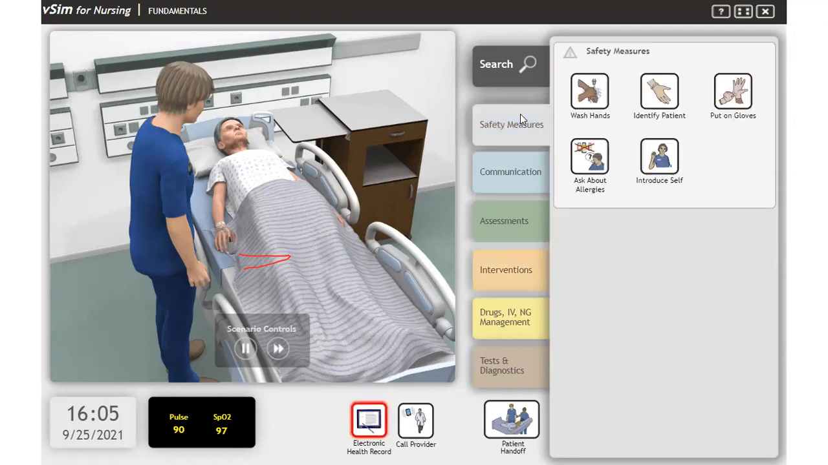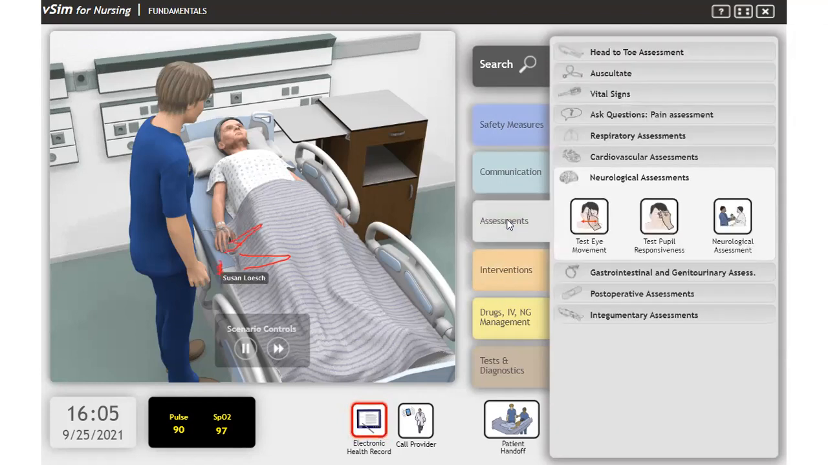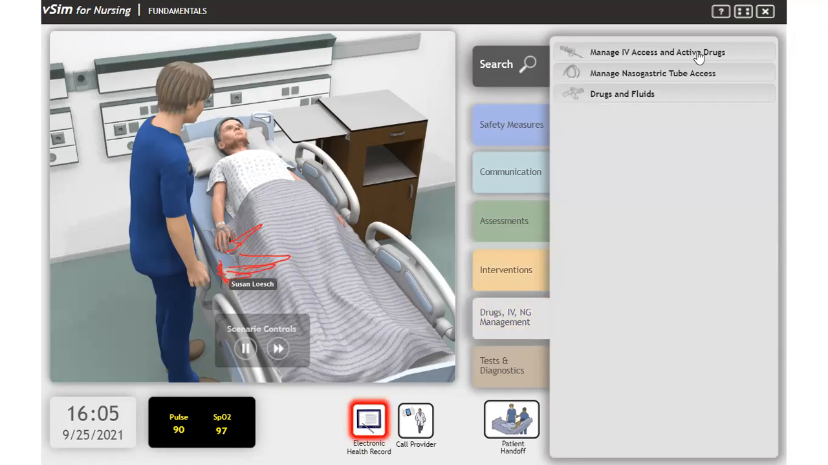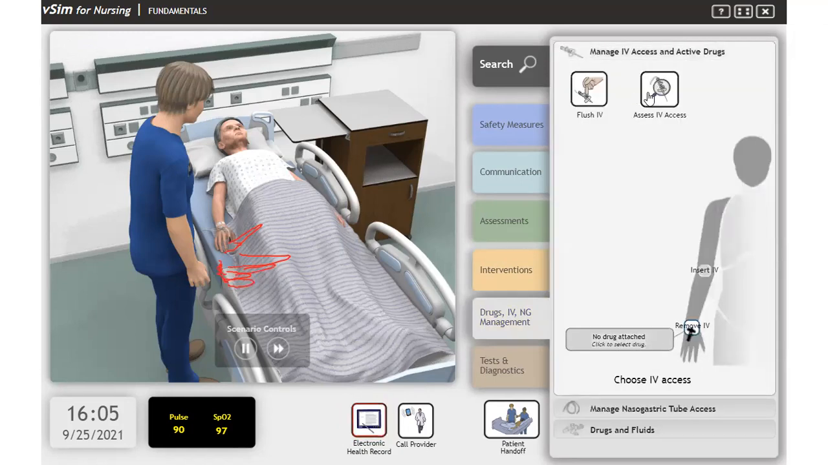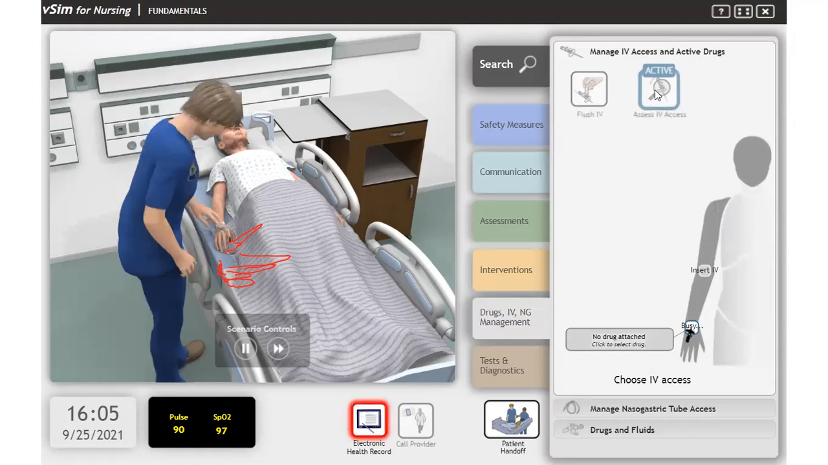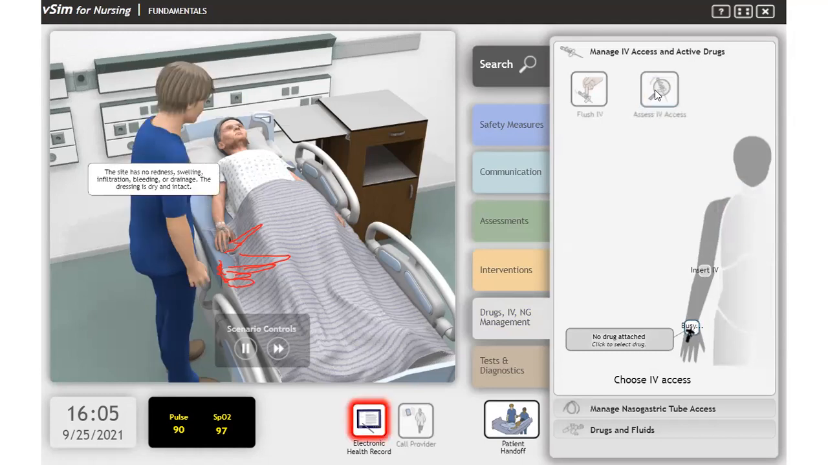So let's go back here and finish our assessments. We have to assess the IV. So I think that is under maybe here. Let me just assess your IV. Now, Mike dinged me for not washing my hands and putting on gloves. The site has no redness, swelling, infiltration, bleeding, or drainage. The dressing is dry and intact.